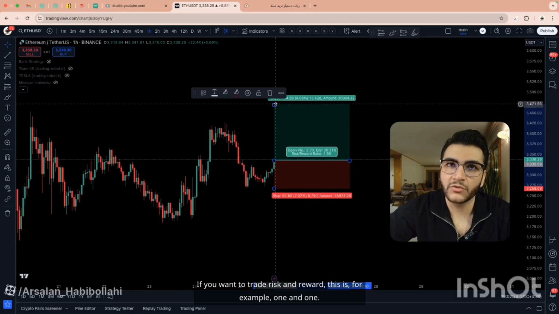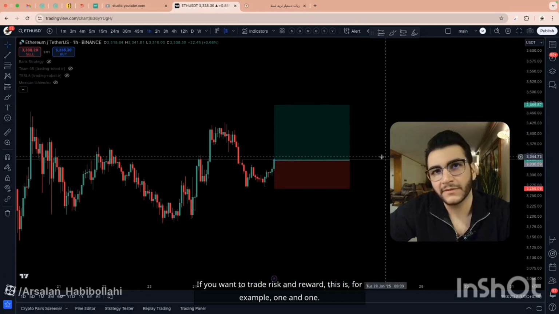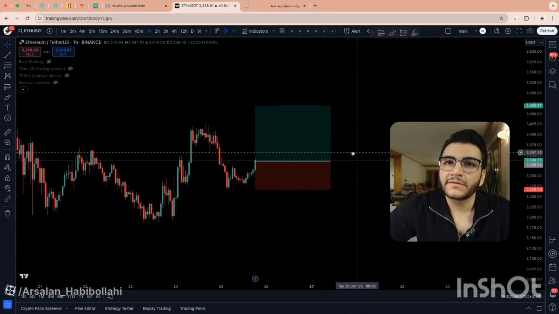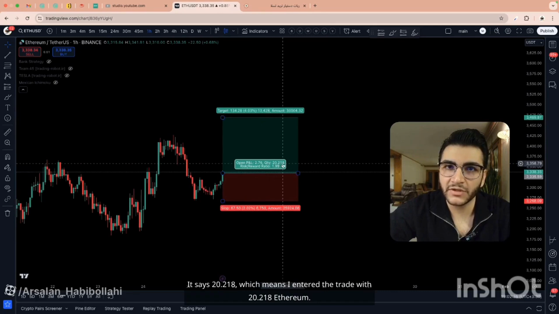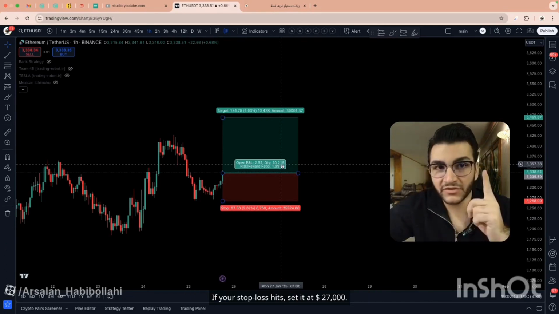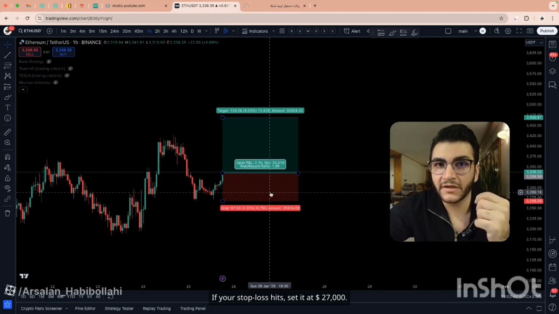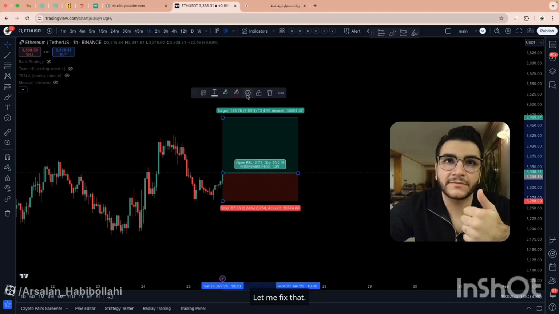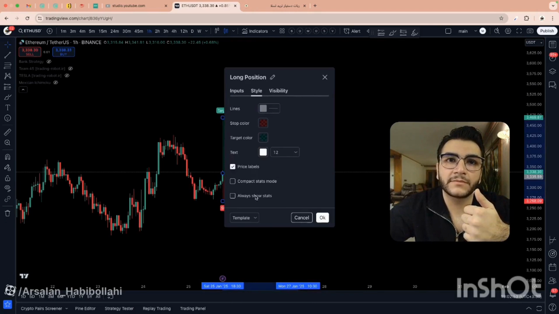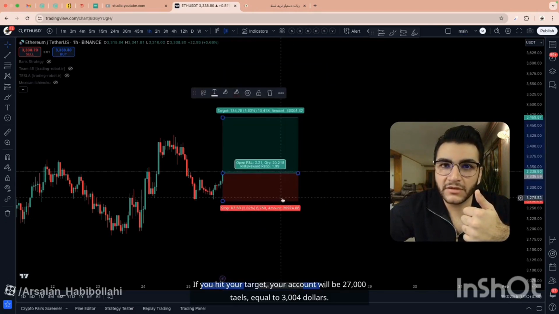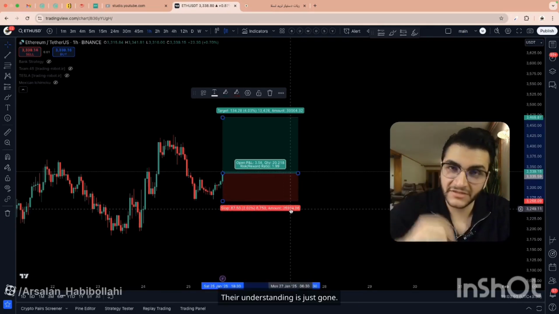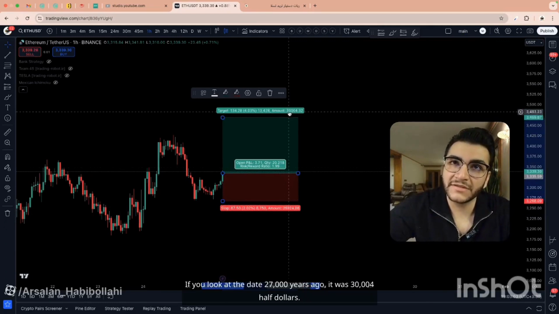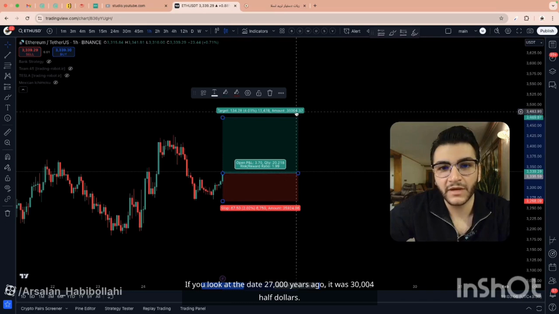If you want to trade risk and reward, this is, for example, 1 and 1. Look at this. It says quantity, QTY, 20.218, which means I entered the trade with 20.218 Ethereum. If your stop loss hits, your account will be $27,000. If you hit your target, your account will be $30,004.50.